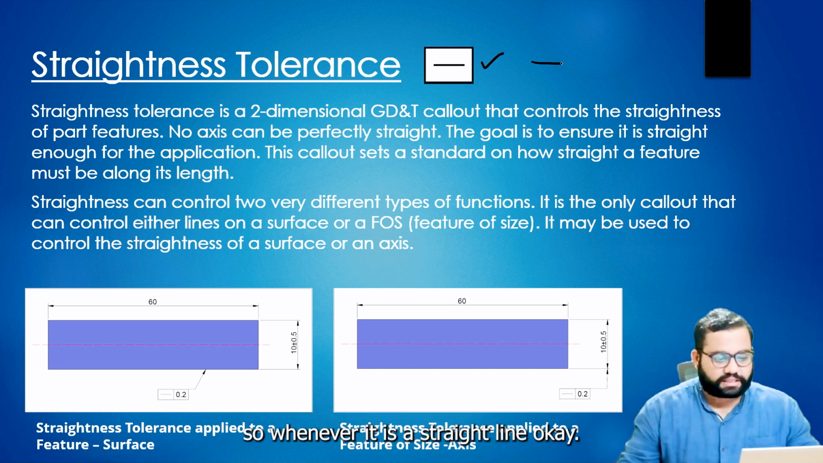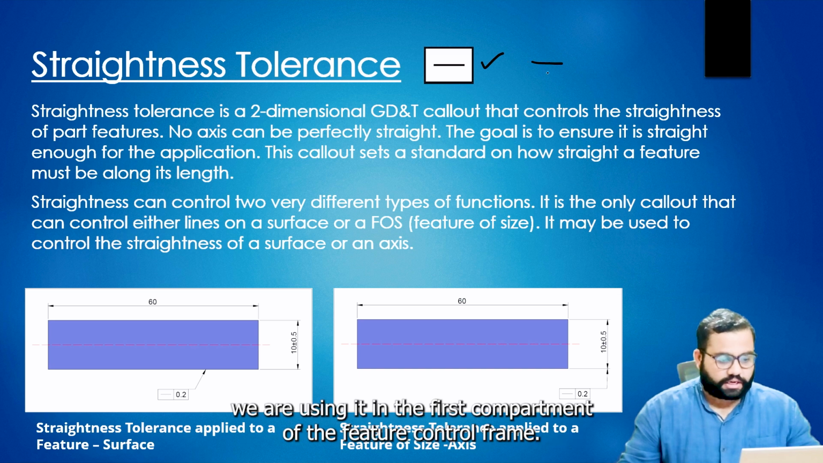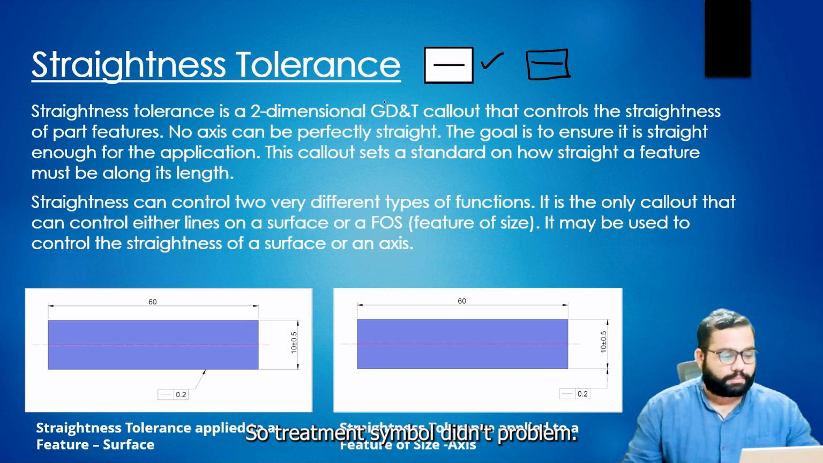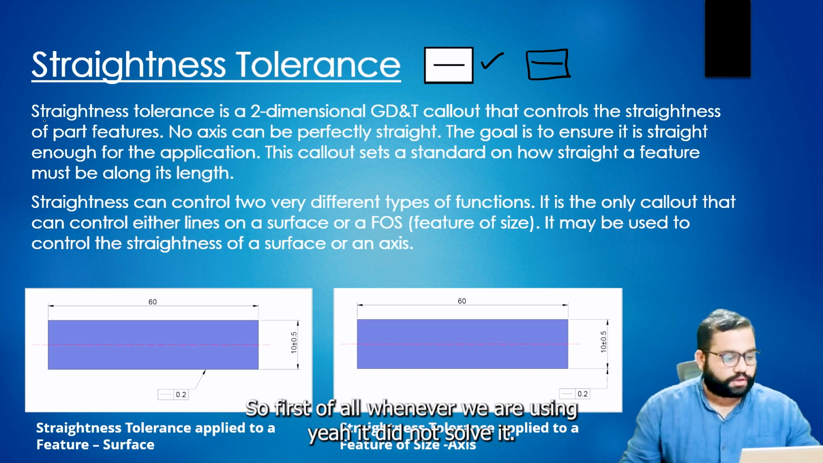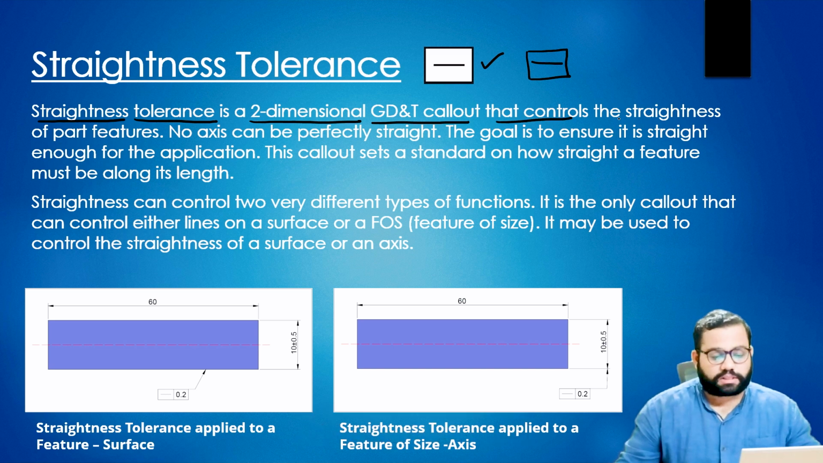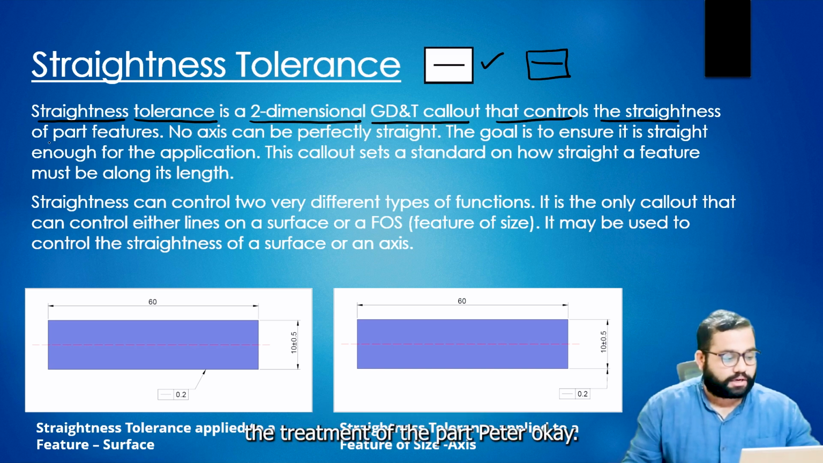Whenever there is a straight line in the first compartment of the feature control frame, it is the symbol of straightness. Straightness is a two-dimensional GD&T callout. Whenever we are using straightness tolerance, it is a two-dimensional callout that controls the straightness of the part feature.